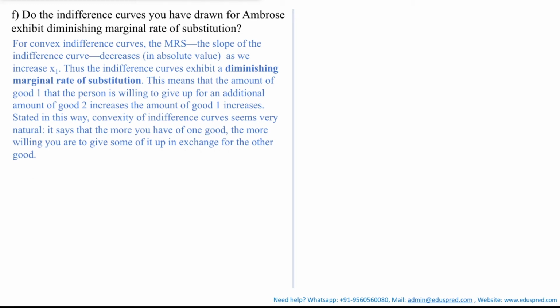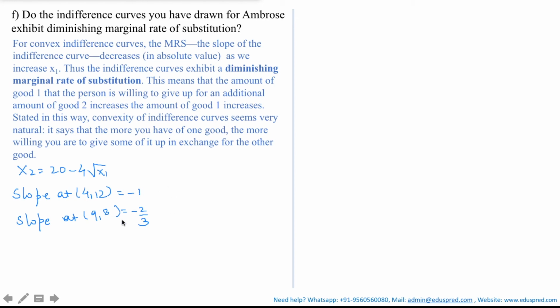Now, the question asks us whether the indifference curve we have drawn for Ambrose exhibits a diminishing marginal rate of substitution or not. Ambrose had two indifference curves. The first had the equation x2 = 20 - 4√x1, and in parts C and D we calculated the slope of this indifference curve at the points (4, 12) and (9, 8).